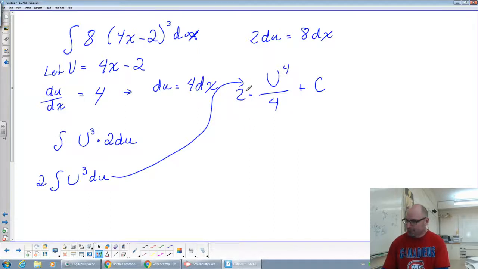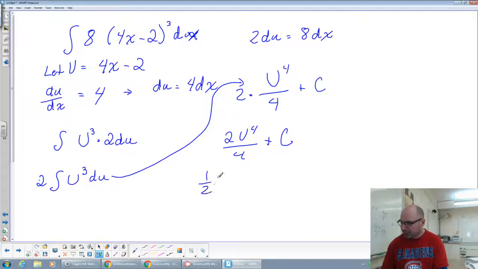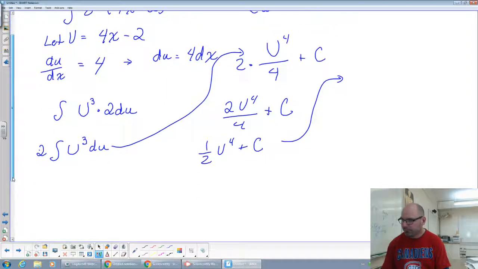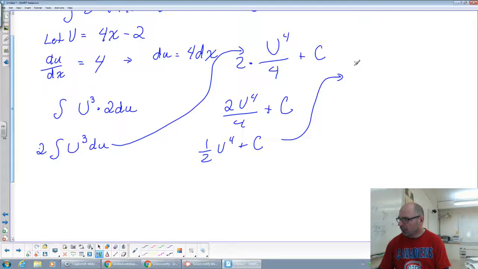So 2, we can reduce here. 2u to the fourth over 4 plus c. So it's 1/2 u to the fourth plus c. We reduce that down. Now we have to plug the x term back in. So this becomes 1/2 bracketed, the u term was 4x minus 2, to the power of 4 plus c.